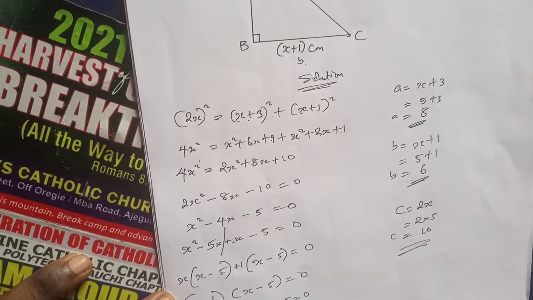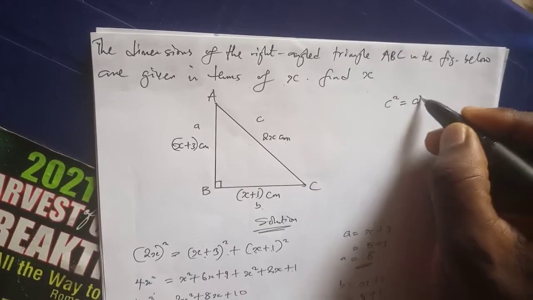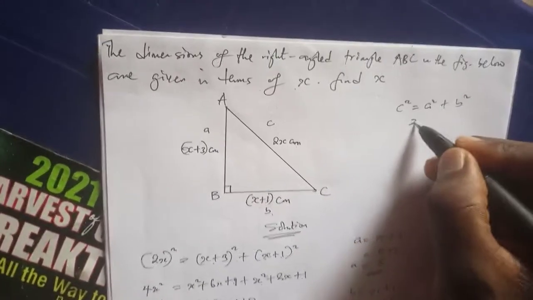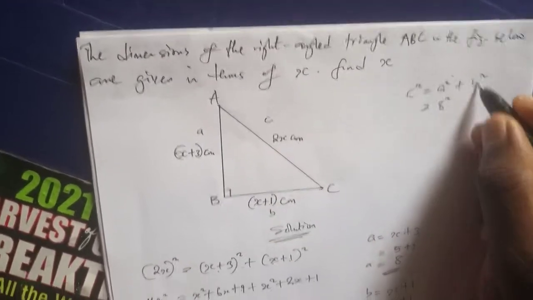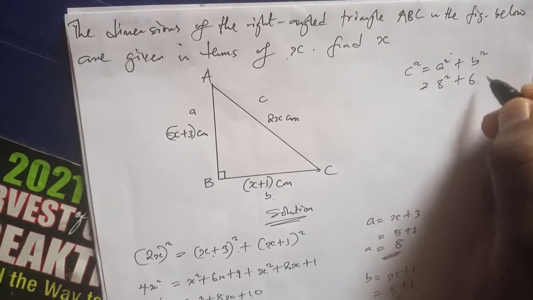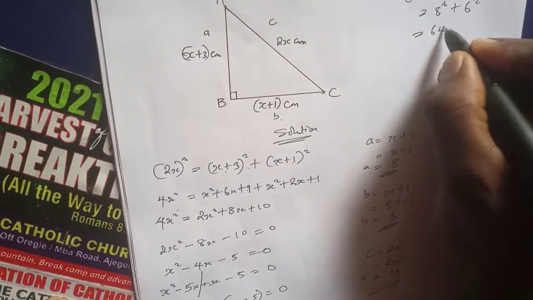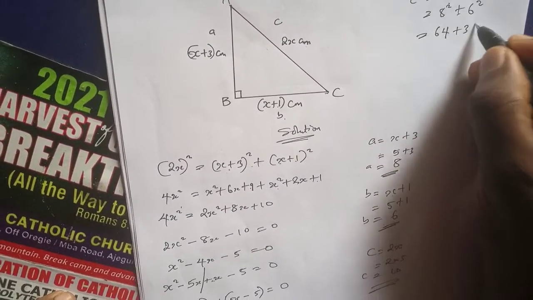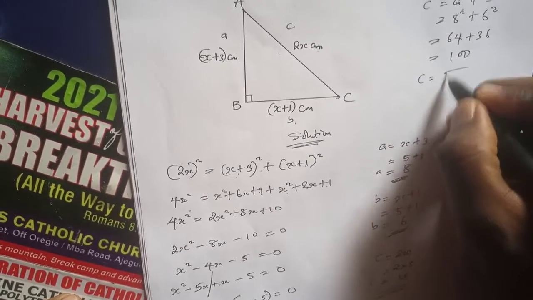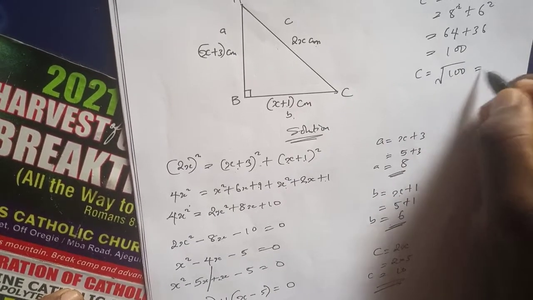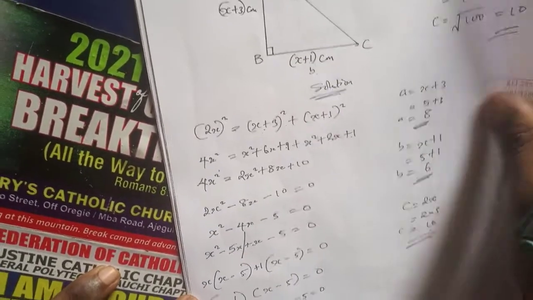Now, how do we confirm if our answers are correct? Remember the Pythagoras theorem, c squared being equal to a squared plus b squared. And we can confirm it by saying a squared is 8 squared, and b squared is 6 squared. Here is 64, 8 squared, and here is 36. So this gives me a sum of 100. Now if I take the root of 100, I will have 10. C is equal to 10. So this is our answer.